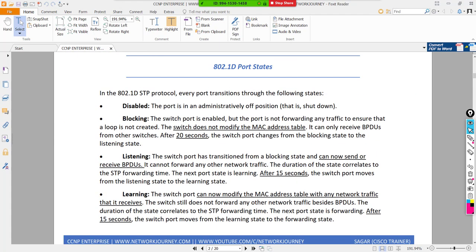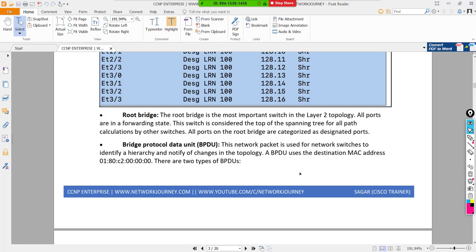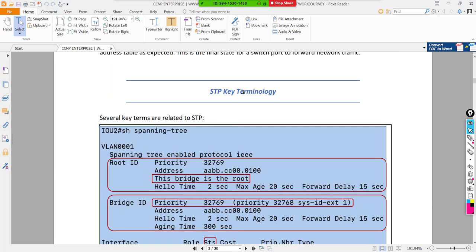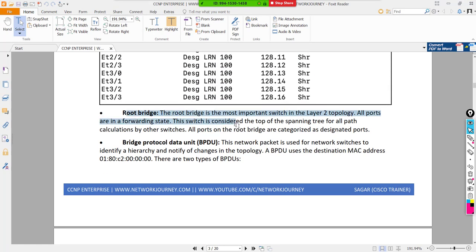So these are the port states. This is the show spanning tree output. The root bridge, BPDU. Some key terminology of STP. Root bridge: you all know that the one with the lowest priority plus MAC address will win the election. So that becomes the root bridge.